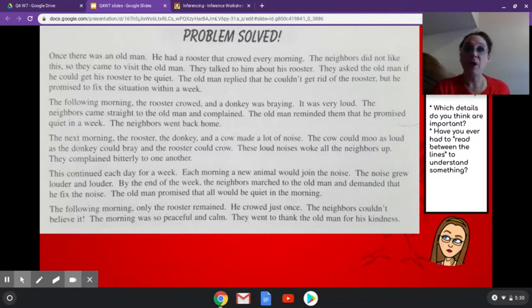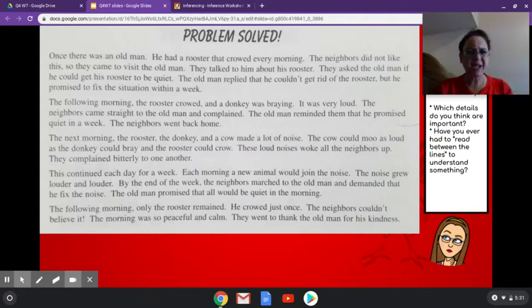The following morning, the rooster crowed and a donkey was braying. It was very loud. The neighbors came straight to the old man and complained. The old man reminded them that he promised quiet in a week. The neighbors went back home. The next morning, the rooster, the donkey, and a cow made a lot of noise. The cow could moo as loud as the donkey could bray, and the rooster could crow. These loud noises woke all of the neighbors up, and they complained bitterly to one another.